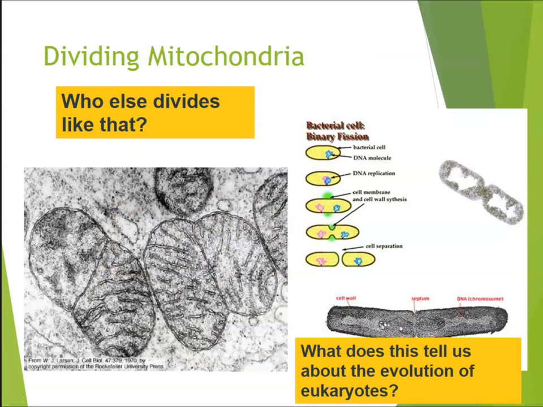The mitochondria can divide on its own. So you want to think about who else divides like this. It's very basic division where you start out with one and it just splits right down the middle to make a second one. And this is very similar to the process that bacterial cells use to divide called binary fission. And we're going to talk about the evolutionary significance of this in a little bit, but I want you to start trying to put those pieces together yourself.